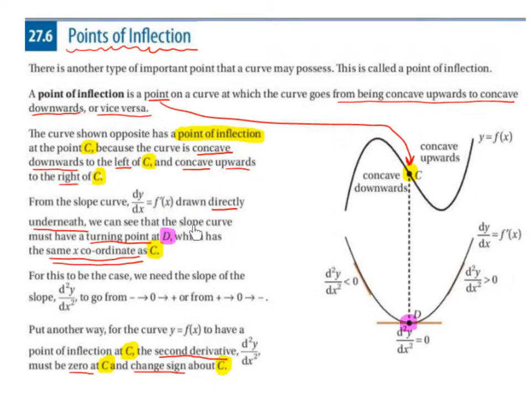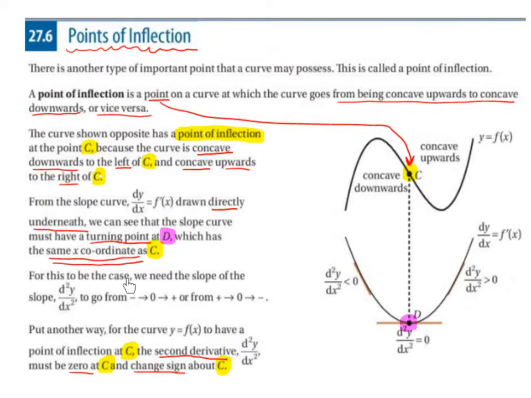we can see that the slope curve must have a turning point at D, which has the same x-coordinate as C. So this is the point D on our U-shaped graph, our quadratic function, and we know that this quadratic function is the derivative of this cubic function. So this is the point of inflection on our cubic function, and it has the same x value as the minimum point, which is a turning point, on our quadratic curve, which is the derivative.